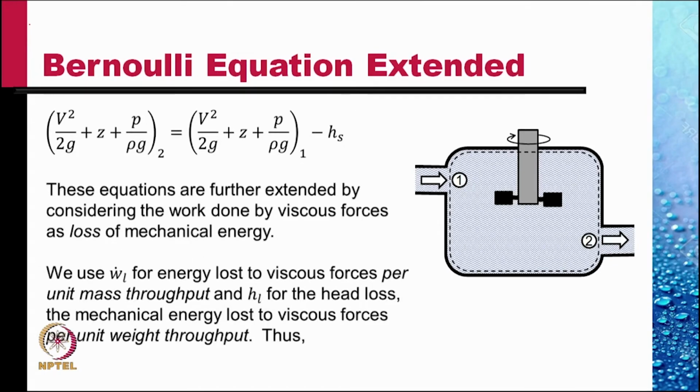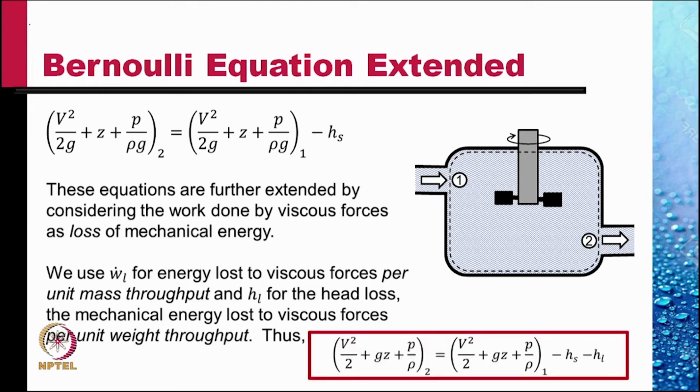These equations are further extended by considering that the work done by viscous forces is a loss of mechanical energy. If there is any work done by viscous forces within the control volume, we'll consider that as a loss of mechanical energy. We use WL dot for the energy lost to the viscous forces per unit mass throughput and HL for the head loss for mechanical energy to viscous forces per unit weight throughput. Thus, we can express the final result.